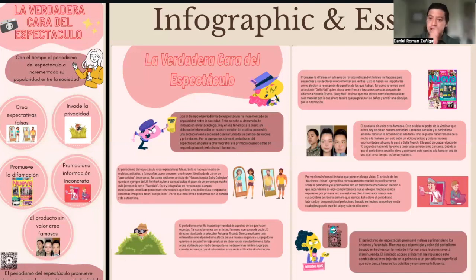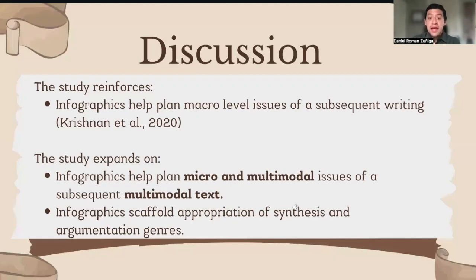And if we look at the structure of both the infographic and the argumentative multimodal essay, we will see a title, an introduction, the arguments, QR code, and a conclusion. So we see an influence. Then this takes us to the discussion.